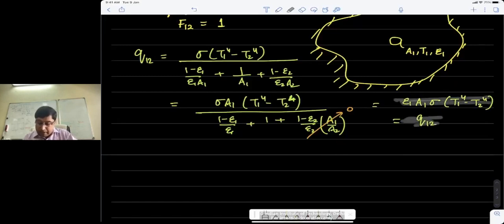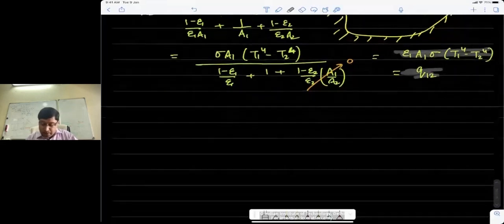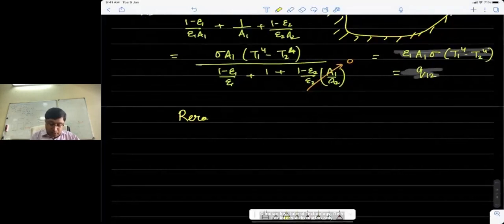Okay, so this method then helps in calculating radiation exchange between surfaces. We will try and limit ourselves to 2 or 3 surfaces. So let me choose a specific case of a 3 surface enclosure, which also has a specific meaning. We look at what is called a re-radiating surface.